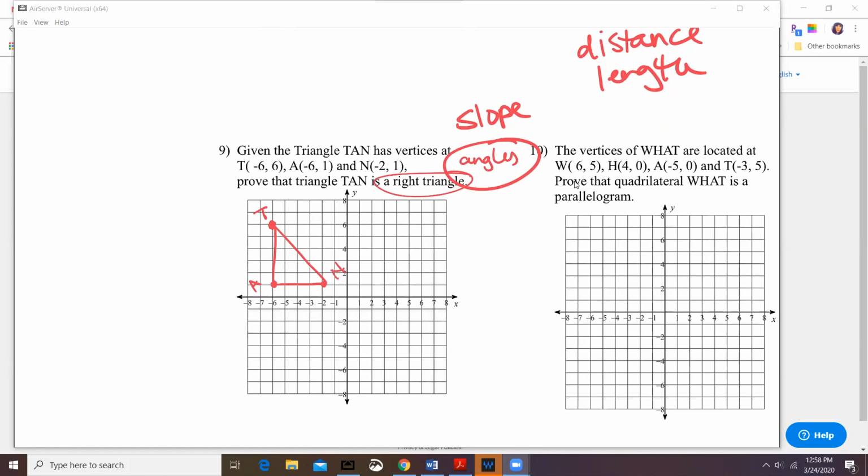So if you want to find the slope, let me do the slope from T to N. I'm going to go down 1, 2, 3, 4, 5. So -5. And then to the right, 1, 2, 3, 4. So -5/4 is the slope. Okay. AN has a slope of 0 because you're not going up or down at all. And then AT has a slope of undefined, because it's straight up and down.